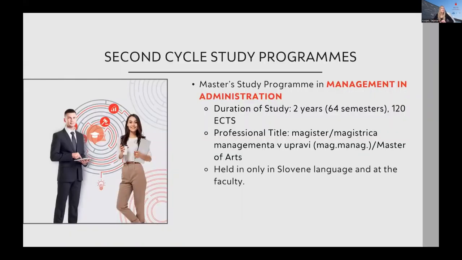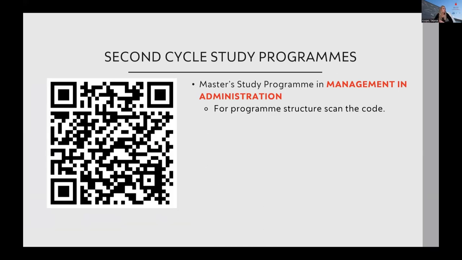Thank you. We have two study programs at the second cycle. The first one is, as mentioned, the study program Management in Administration, which lasts 2 years and you get 120 ECTS. The professional title is Master of Arts. This is held in the Slovene language. And we have something new for this program: it will be an online study, so we will also have the possibility to study online. Can you go further, please?